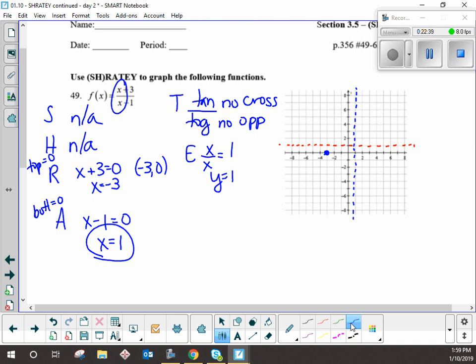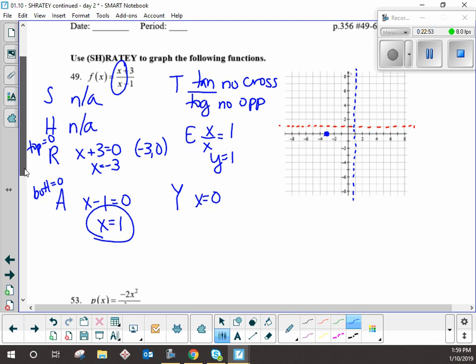And the last thing is Y. That stands for y-intercept. What am I going to let equal 0 there? The x is 0 for the y-intercept, yeah. So we're going to plug it in to find the y value. So I go back to the original equation. I do 0 plus 3 over 0 minus 1. Is it a minus 1 or a plus 1? Thank you. And then 3 over negative 1 is negative 3. So this is a point. X is 0, y is negative 3.